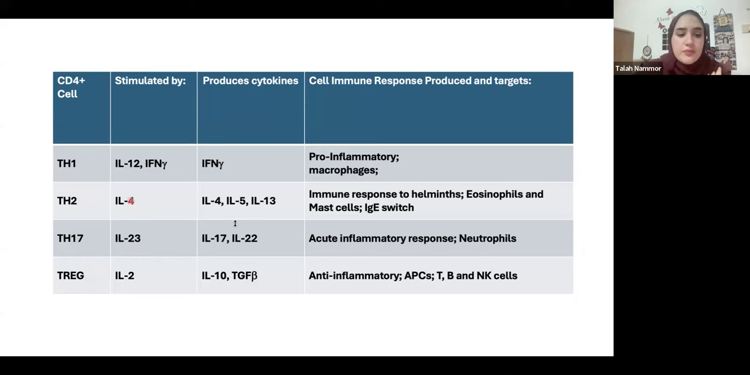Think of it this way: FOXP3, like a fox. A fox is sneaky. So the T regulatory cell is trying to be sneaky. It kills everyone else and takes over. Okay?